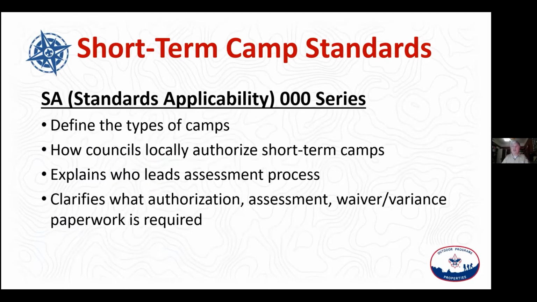So the very first section of the standards, after you get through the narrative at the beginning of the manual, is what are called the SA division, or standards applicability. These define the types of camps. So this is where you go to get the answers to the questions, am I a short-term camp? Am I a long-term camp? It explains how councils authorize their short-term camps, how the assessment process is handled, and clarifies a bunch of the governmental stuff that councils have to do for governance.